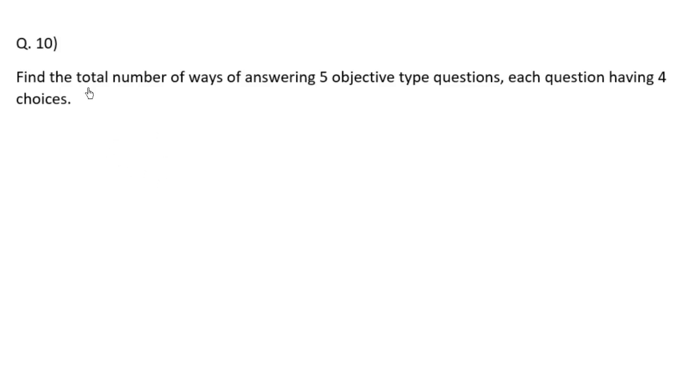Now the 10th question says: find the total number of ways of answering 5 objective type questions, each question having 4 choices. So obviously for the first question the number of choices is 4, for the second again 4, for the third again 4, for the fourth again 4, and for the fifth again 4. So this is the number of ways it can be done. The answer would be 4 to the power 5, which is nothing but 1024.